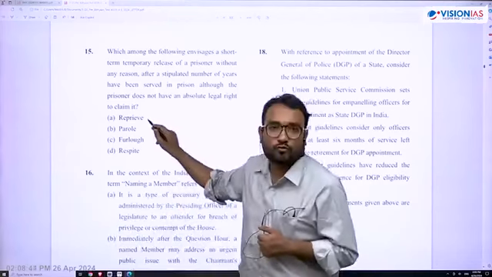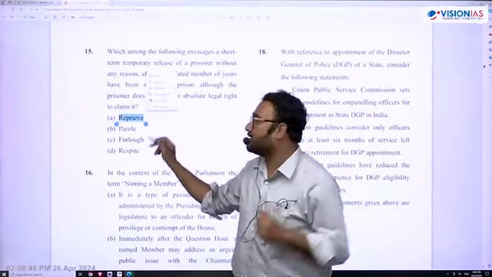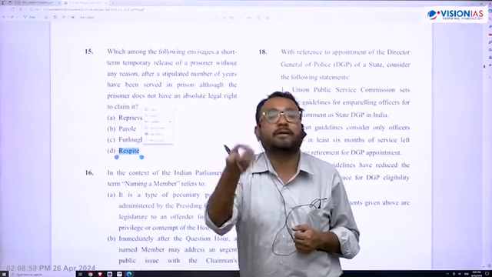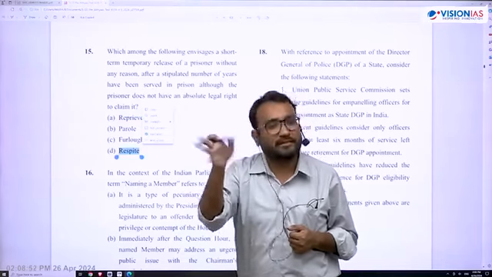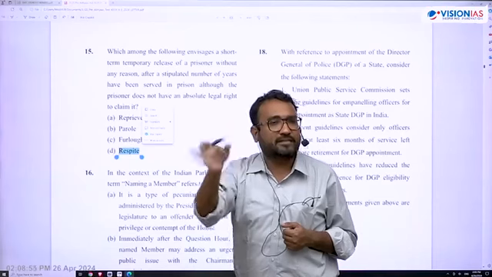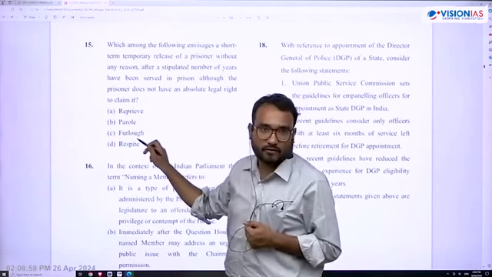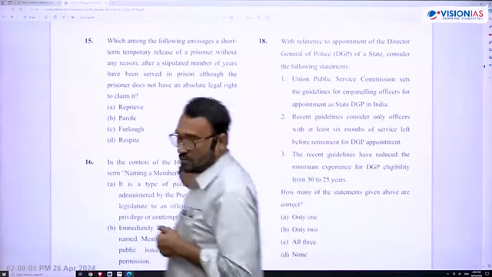So reprieve, it is when you file an appeal, it has nothing. Respite, a lesser sentence is given due to a health condition, maybe pregnancy, visually impaired, or anything, God bless. So physical disability, anything. So respite and reprieve, not parole, so we will settle for furlough. That is option C. Question 15, option C.